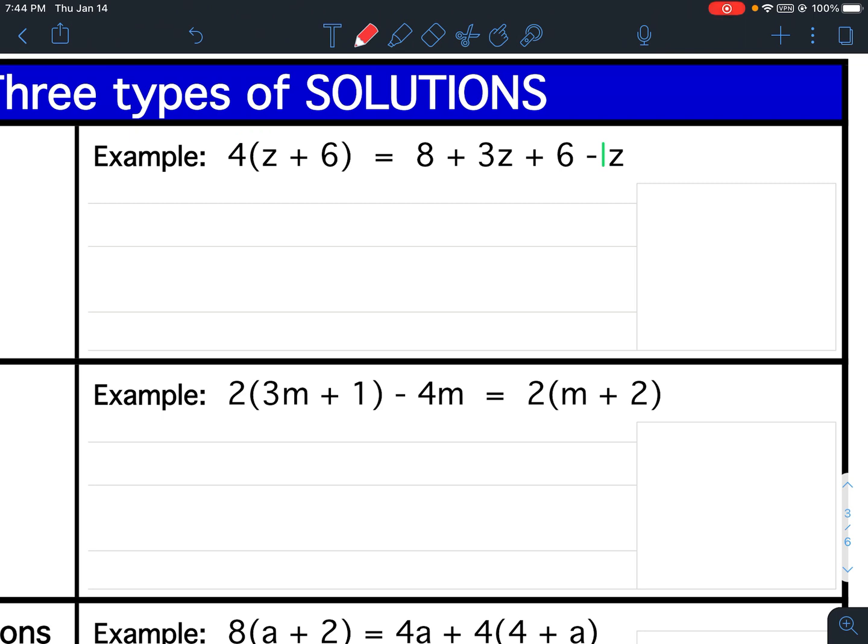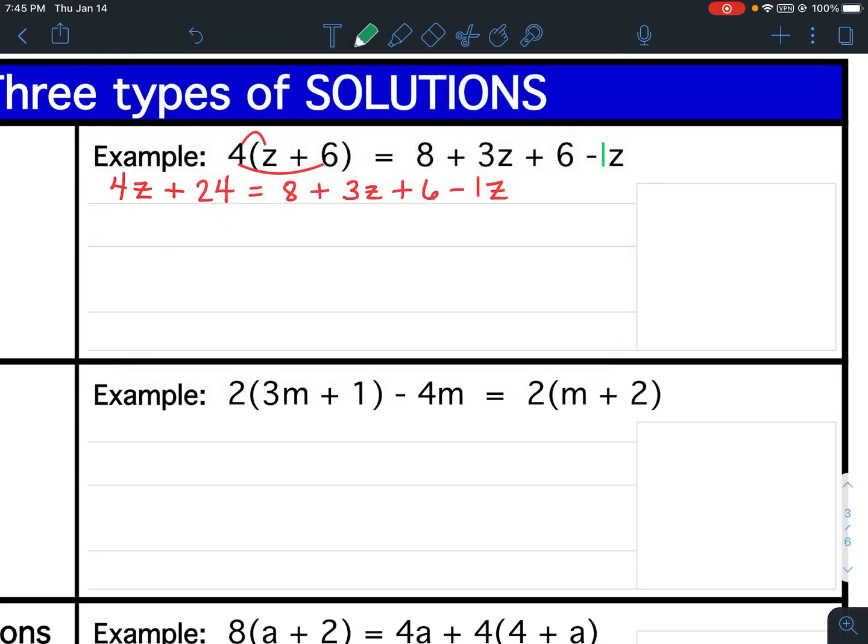So 4 times z would give me, by the way, write it as far over here as you can, because we're going to write something over this way. So this would be 4z, and then 4 times 6 would give us 24. And then bring the rest of the problem down. So we've got 8 plus 3z plus 6 minus 1z.